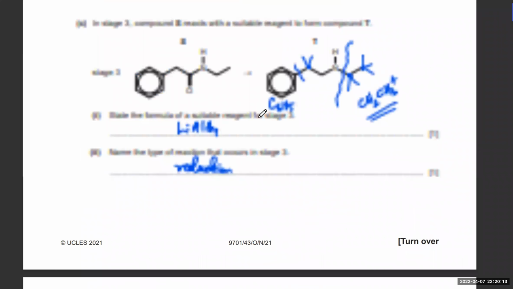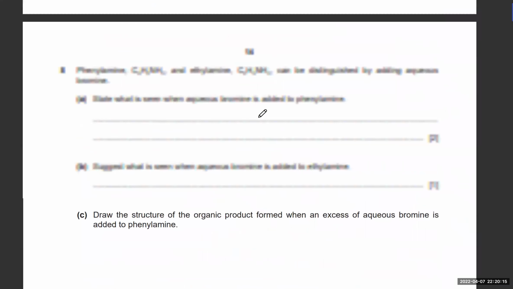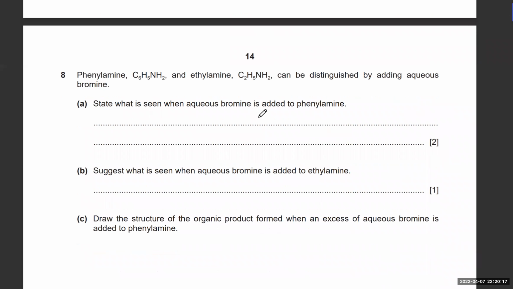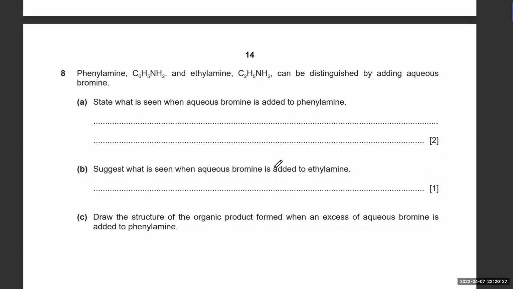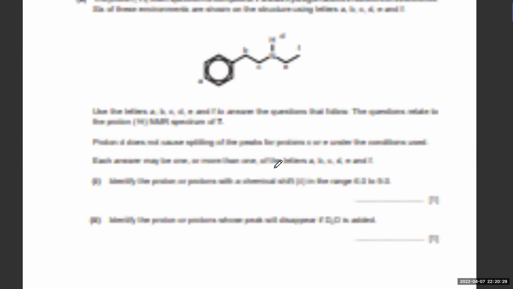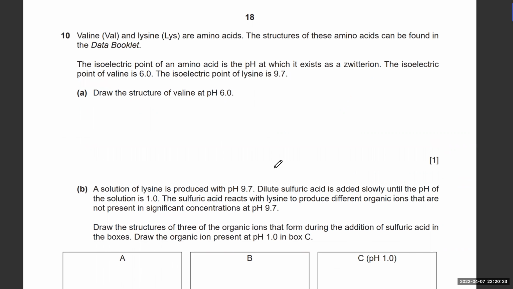So now let's move to question number 8. Now this is about basicity. There's 2 amines, state what is seen when aqueous bromine is added to phenylamine. Sir, we didn't do question number 10. No, there is a question number 10. Sorry, there's a question number 10.